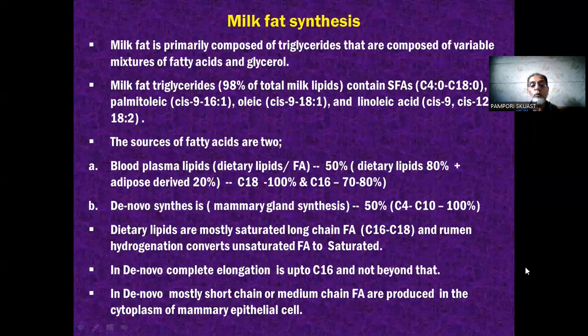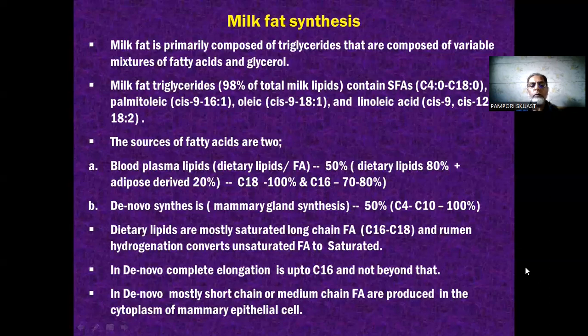Dietary lipids are mostly saturated long chain fatty acids, and hydrogenation converts unsaturated fatty acids to saturated. So whatever dietary fats are consumed by the ruminants, since in the rumen itself they are processed and hydrogenated, all of them are converted into saturated long chain fatty acids and don't remain unsaturated. So most of the fats derived from these plasma lipids are saturated fatty acids.